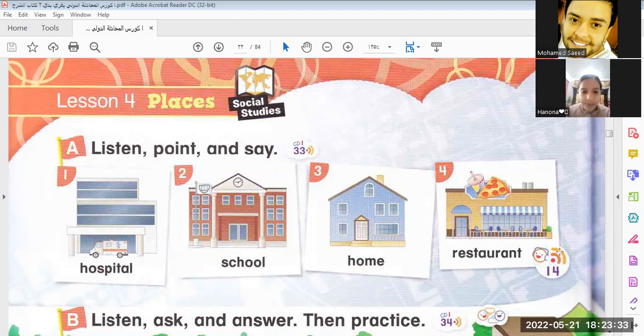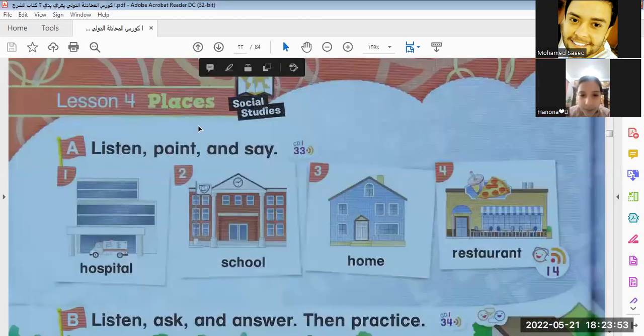Amazing. Today we will talk about lesson 4, places. Repeat after me, places. This lesson talks about social studies. Okay? Okay.